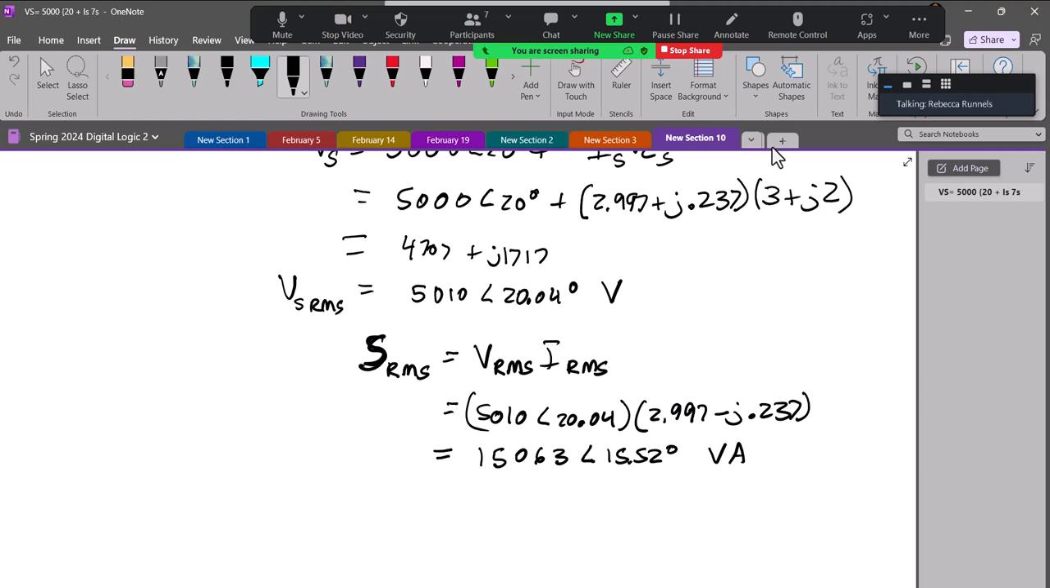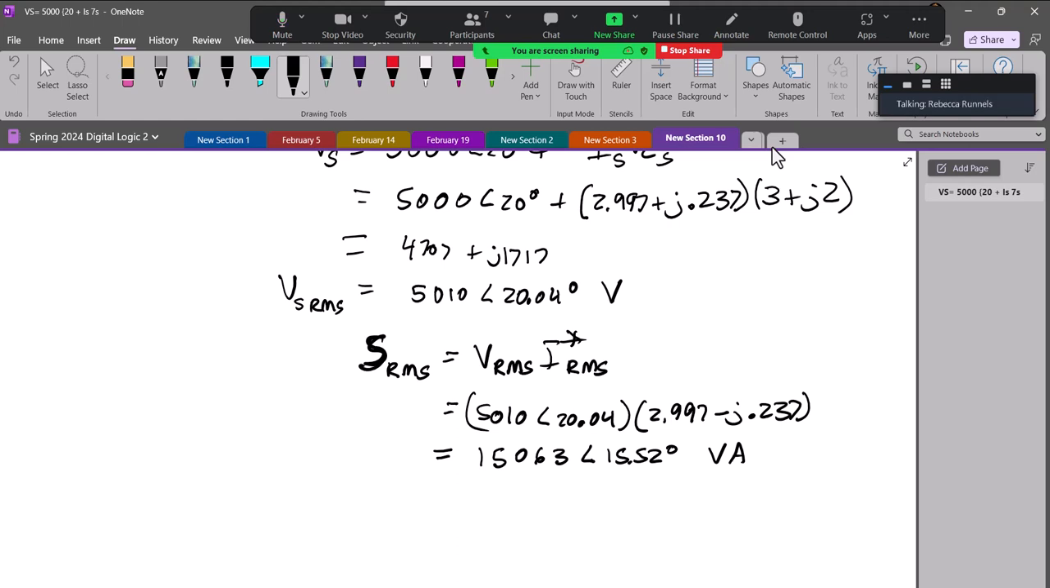I should have done I RMS conjugate, yes. Yes, I did do I RMS conjugate, I just didn't label it as I RMS conjugate, thank you. Yeah, this needed to be I RMS conjugate, and I RMS conjugate would have the minus in there. Thank you.